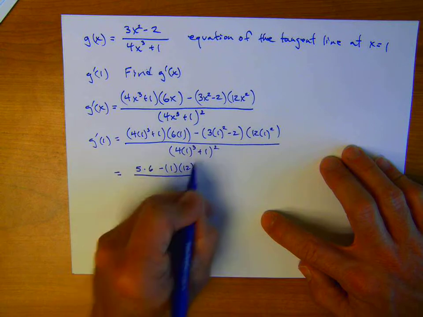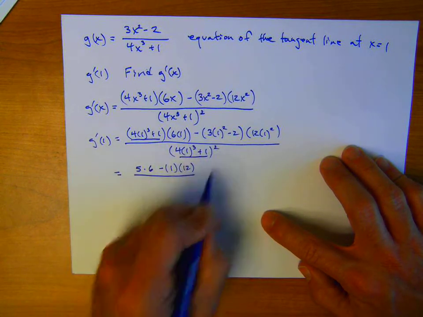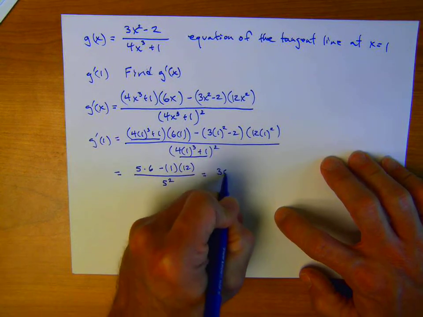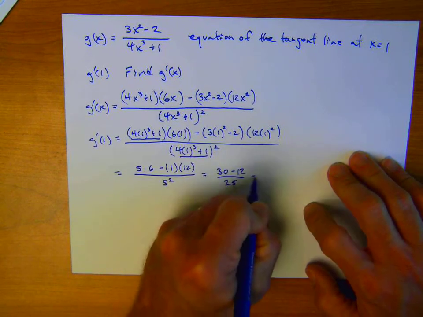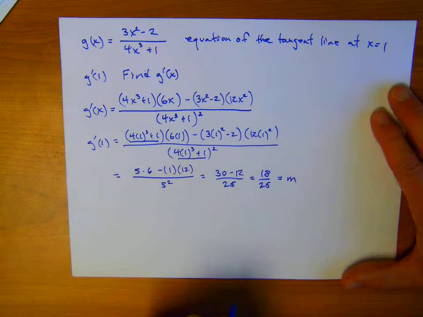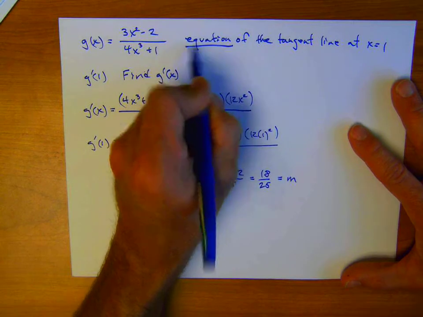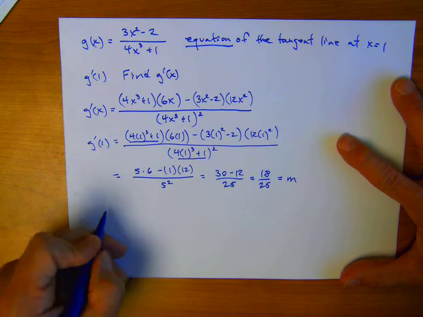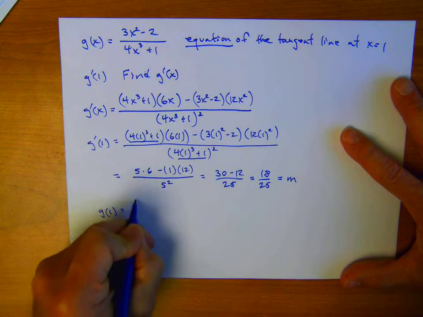And then down here, well, this is the same expression as this, which we found to be 5, so that's 5 squared. So one more step here, we have 30 minus 12 over 25, which is 18 over 25. So that is the slope of the tangent line. To find the equation, we also need a point on the tangent line, so we can go with the point of tangency. In other words, what is g of 1? When x is 1, what's the y value?